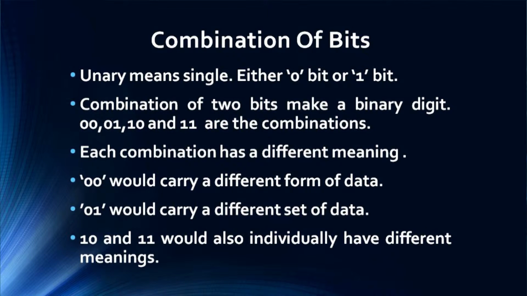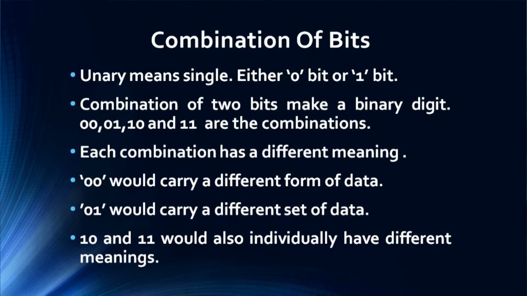First of all, unary means single. A unary bit means a single bit that is either 0 or 1. So any signal, if it is going to be transferred as a unary bit, would go either as a 0 or as a 1.